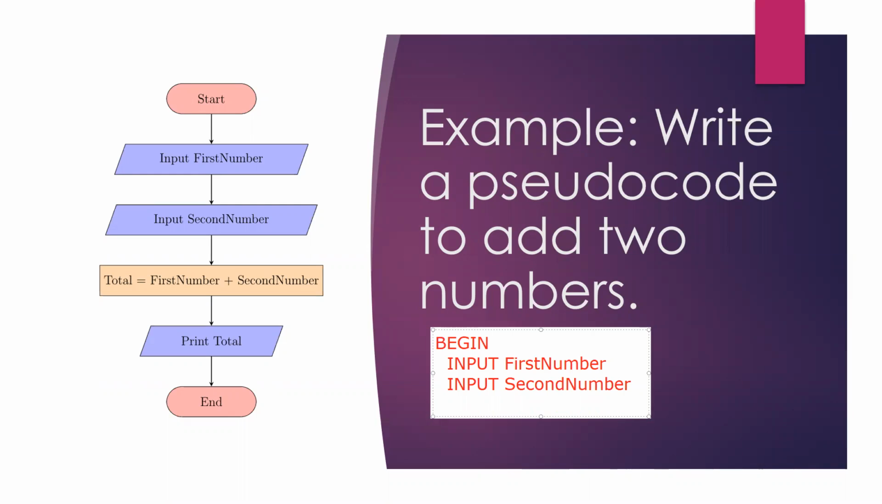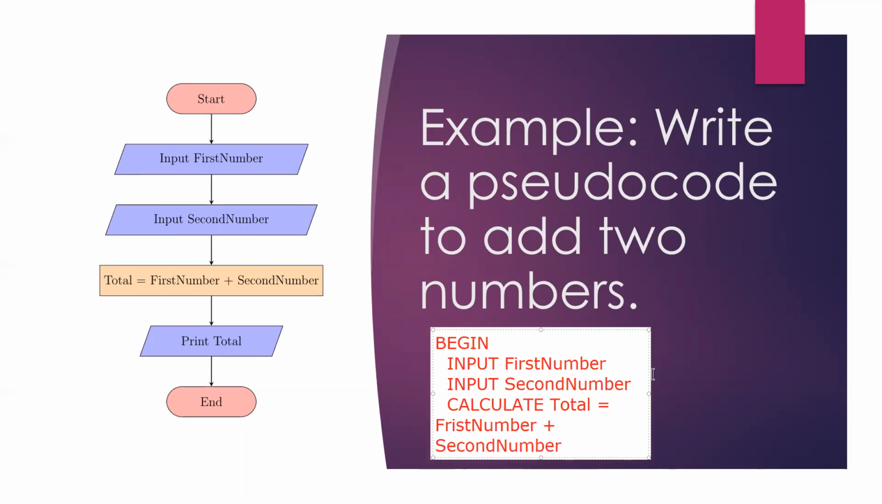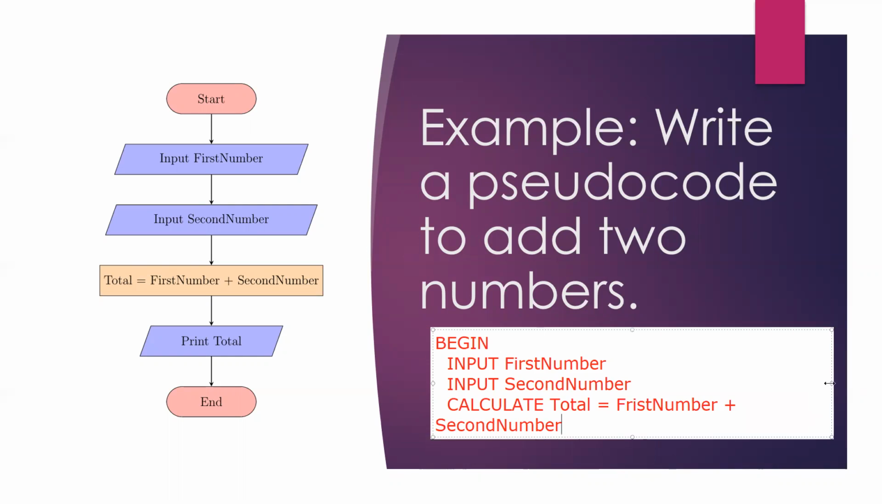Third one, Amasha? Yes, we have to say calculate total equals first number plus second number. So we indicate process by using calculate, isn't it?